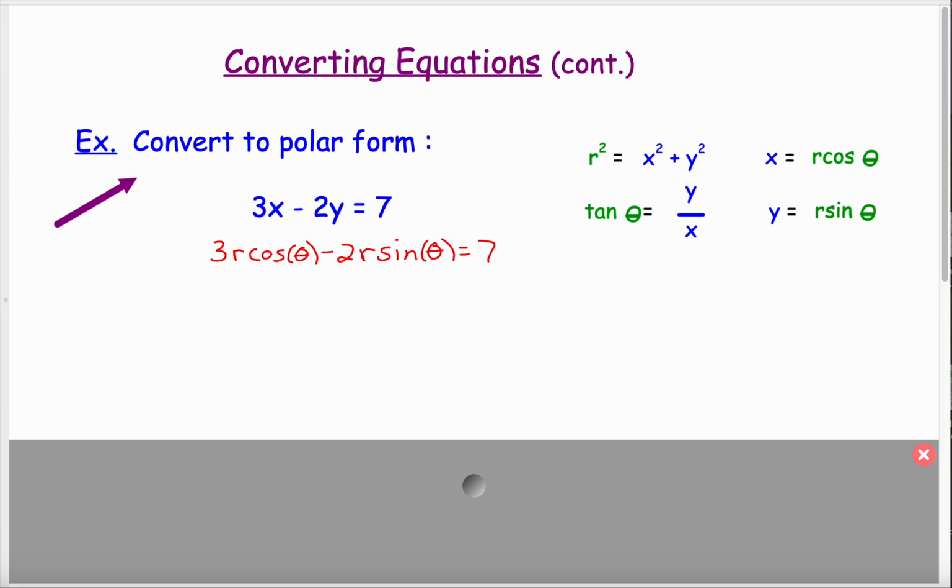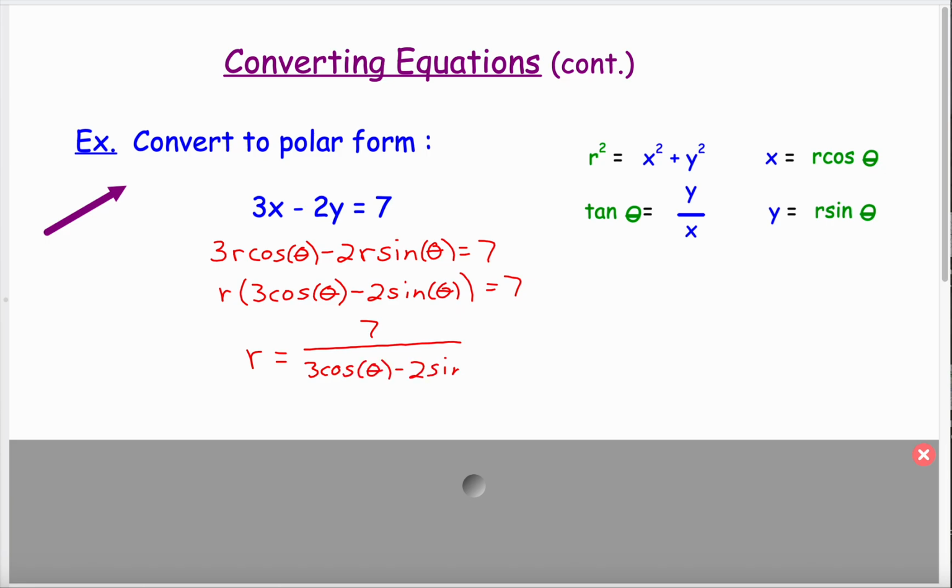Now, just like we did with rectangular, if you can, we'd like to take our final answer and write it in the form r equals. So let's see, maybe I can do that here. I could factor an r out of both terms on the left side. So I get r times the quantity 3 cosine theta minus 2 sine theta equals 7. And then I could divide both sides by the quantity 3 cosine minus 2 sine, and I'd be left with r equals 7 over 3 cosine theta minus 2 sine theta.